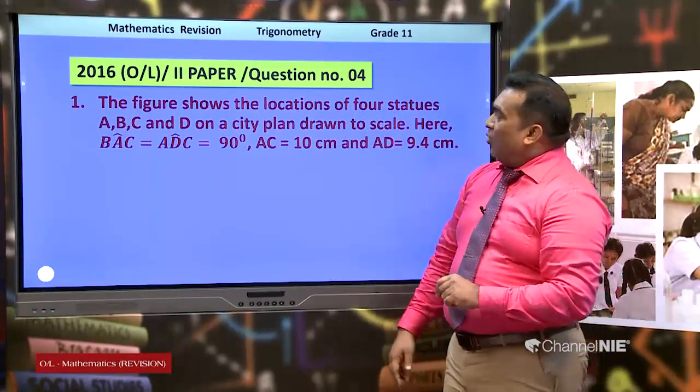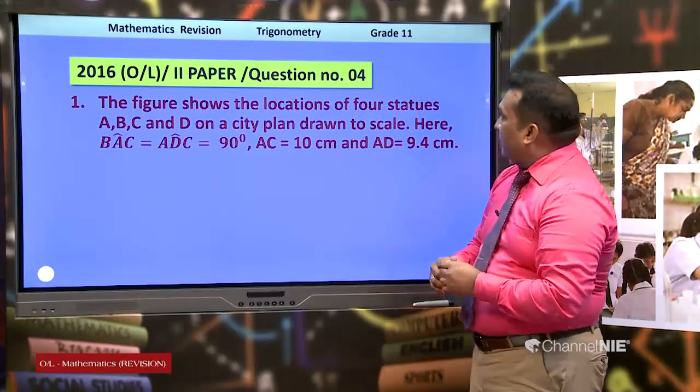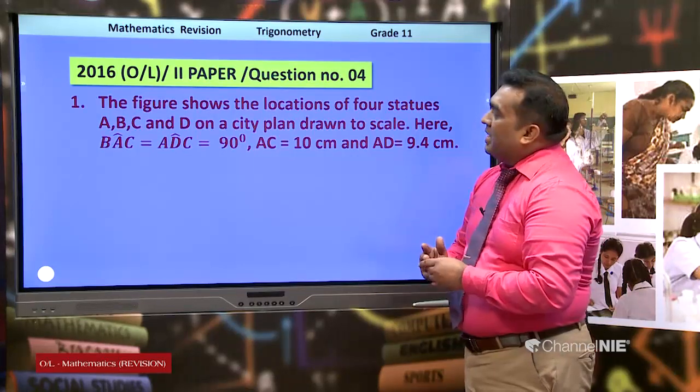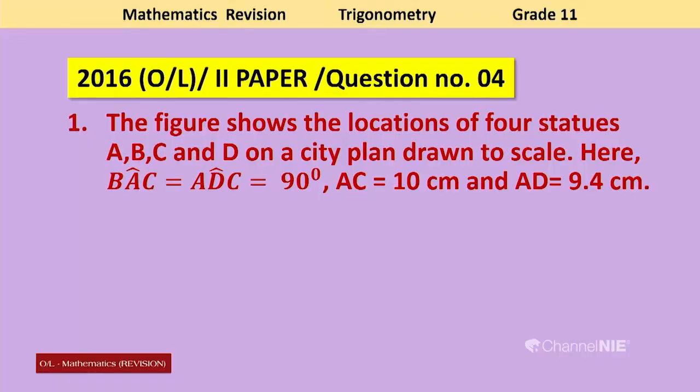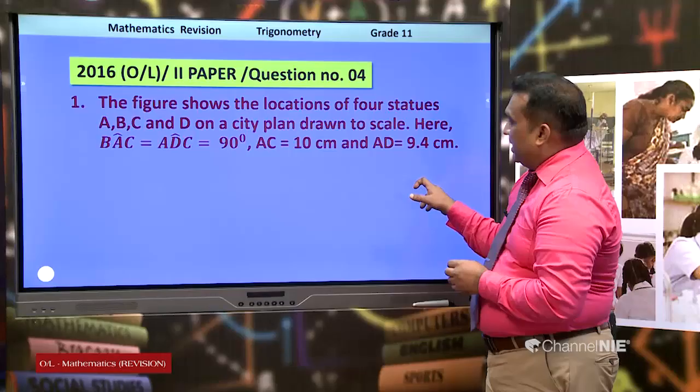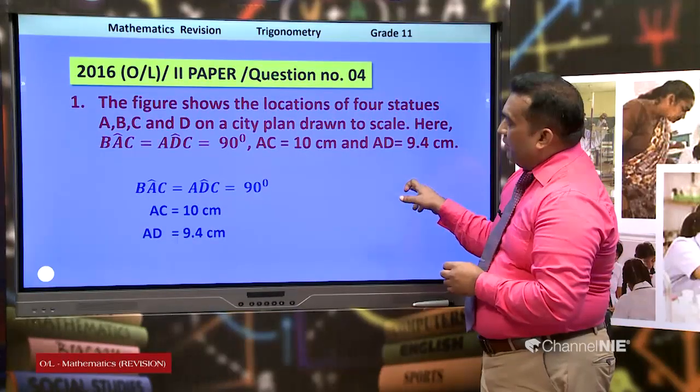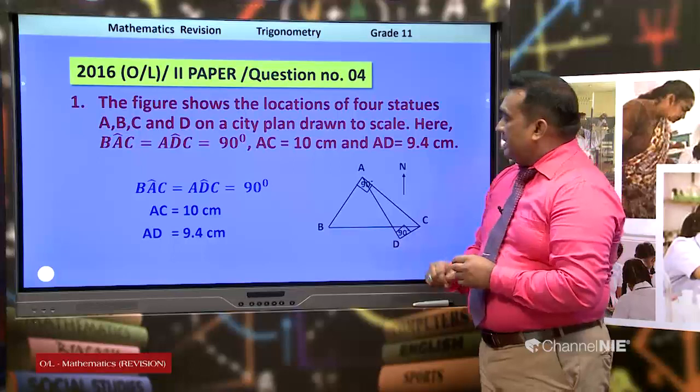The figure shows the locations of 4 statues, A, B, C and D on a city plan drawn to scale. Here angle BAC, angle ADC is equal to 90 degrees. AC equals 10 centimeters and AD 9.4 centimeters. Now this is the diagram.